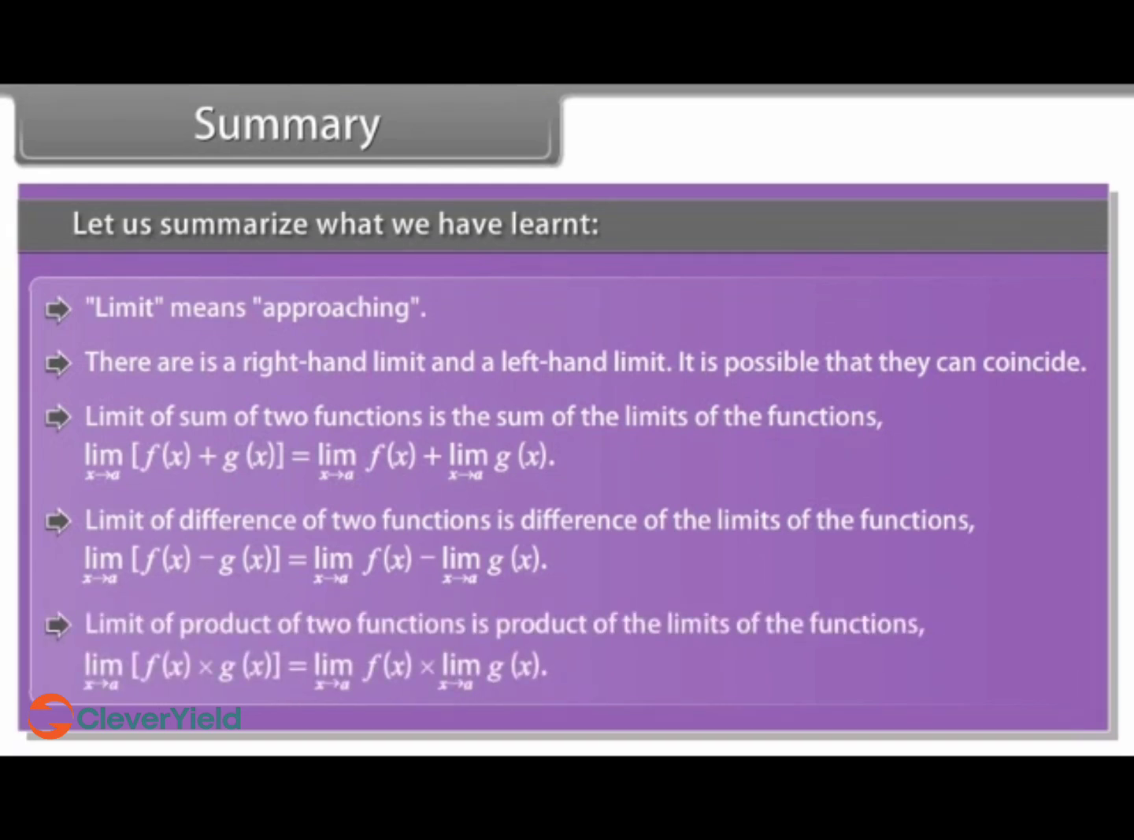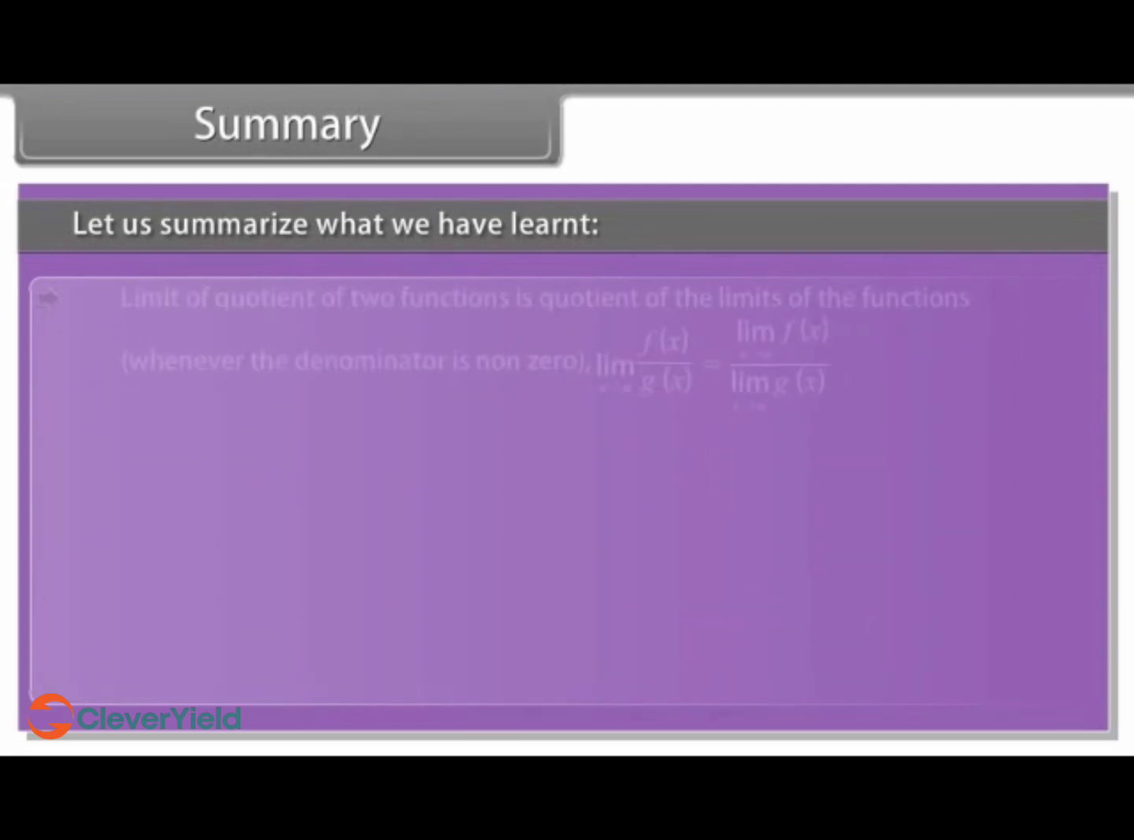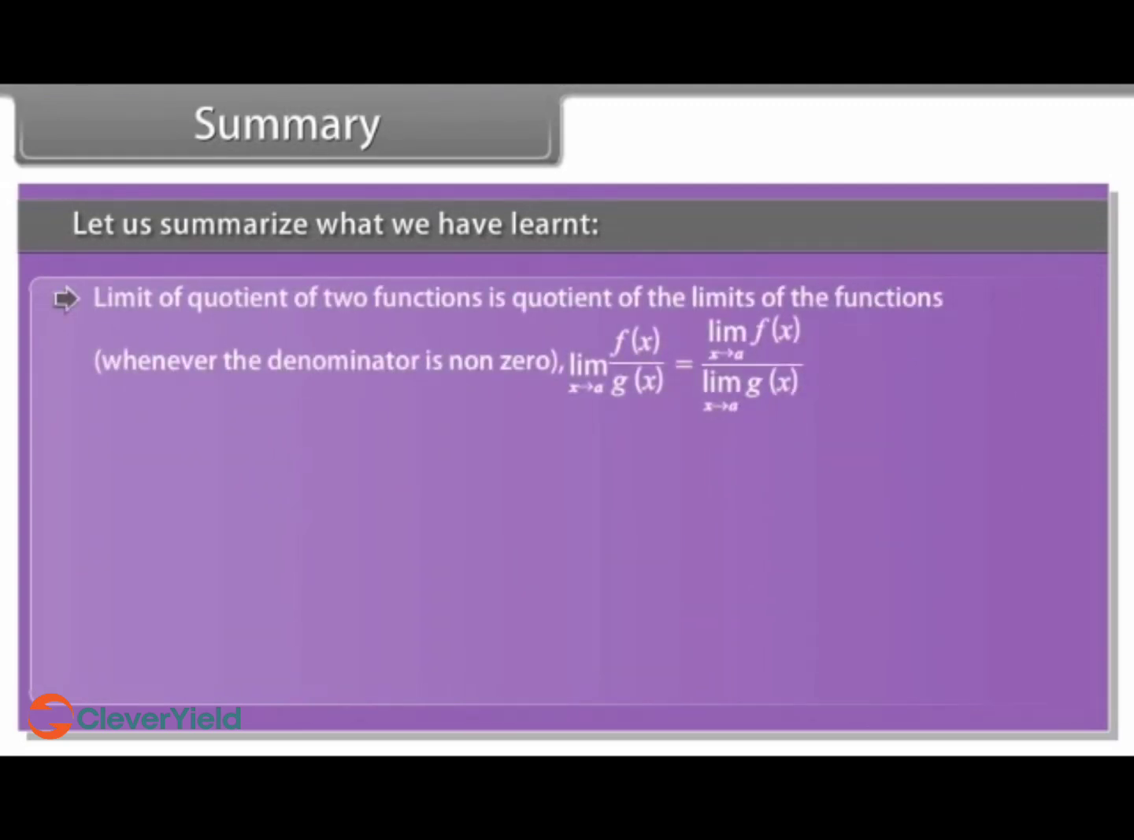Limit of product of two functions is product of the limits of the functions. Limit x tends to a of f of x into g of x is equal to limit x tends to a of f of x multiplied by limit x tends to a of g of x. Limit of quotient of two functions is quotient of the limits of the functions whenever the denominator is non-zero. Limit x tends to a of f of x by g of x is equal to limit x tends to a of f of x by limit x tends to a of g of x.